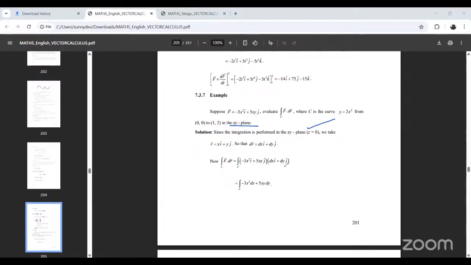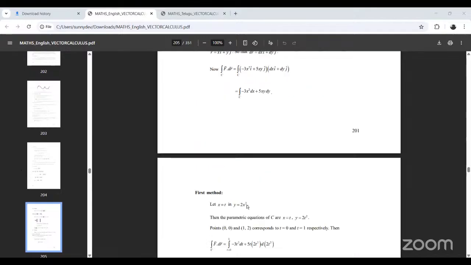So dot dr means dx i plus dy j. Now how do we do the dot product? i into i terms, so we are getting 3x squared into dx. Next, 5xy into j into dy j, j into j values, so that becomes 5xy into dy. Okay, understood? So that's what we are getting.